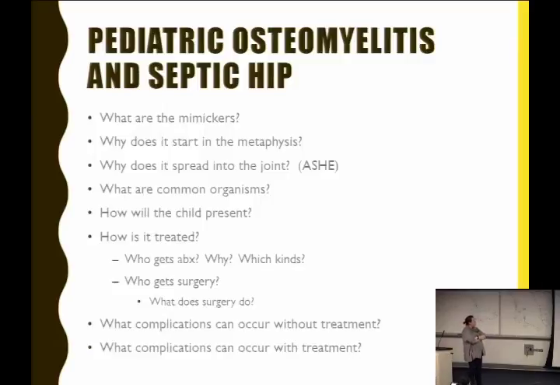So pediatric osteomyelitis can involve lots of different joints. Septic hip, I think, definitely is one of the most common joints that we see it in. Probably knees are second and shoulders are third, but there's a lot of things that look like septic hip. We get called to the ER a lot to rule it out. And so what are some of the things that mimic it?